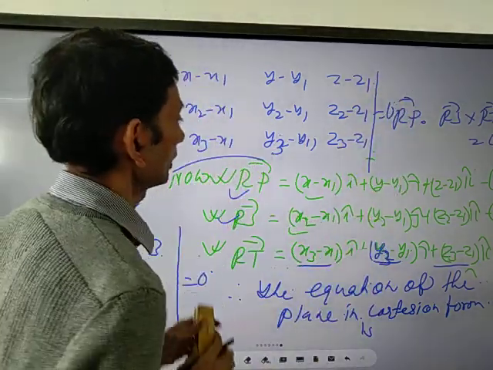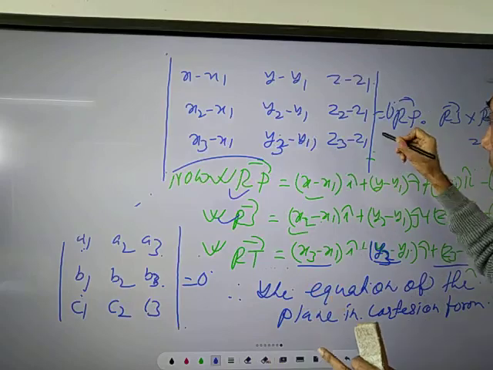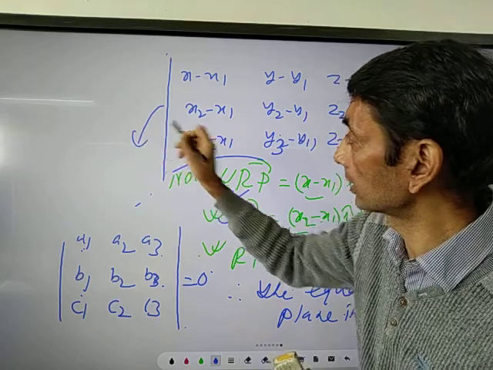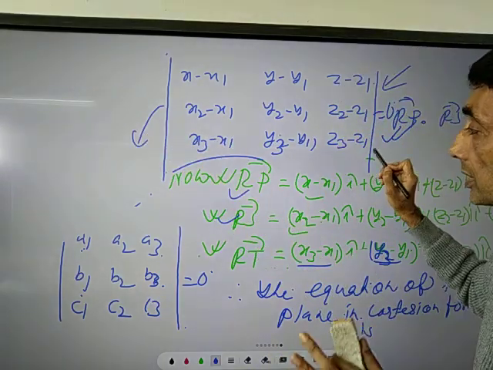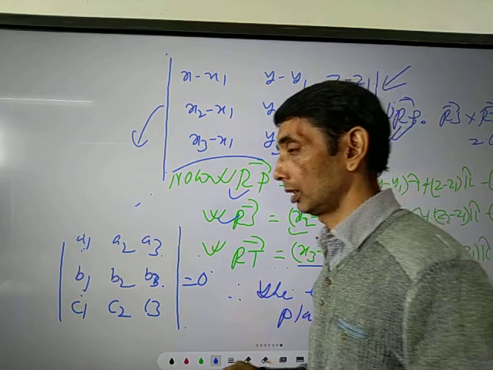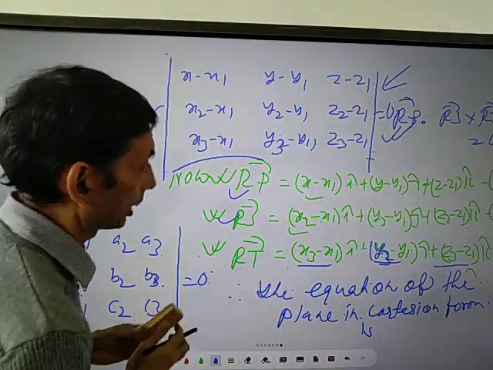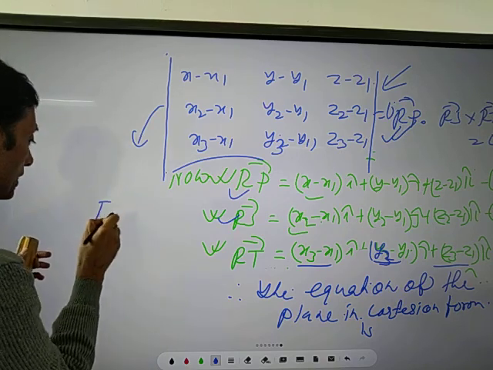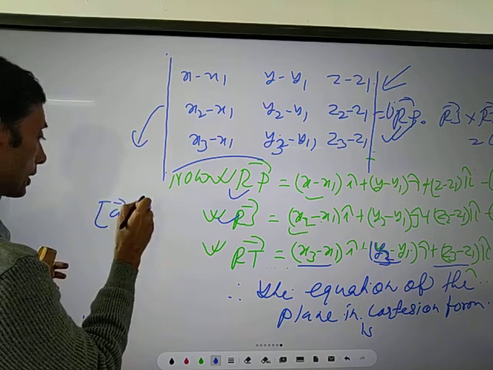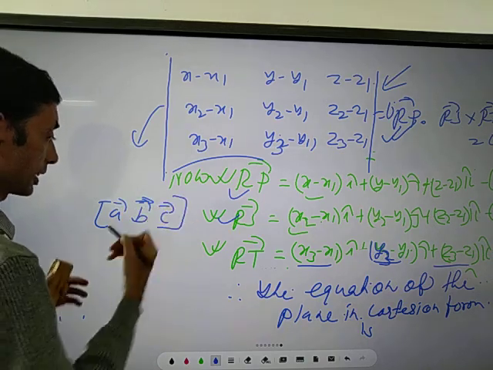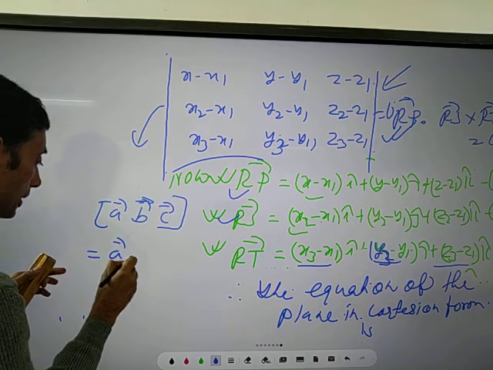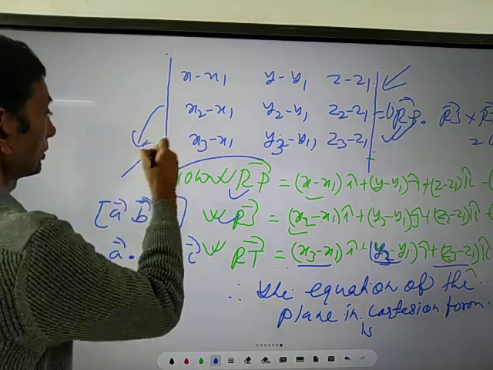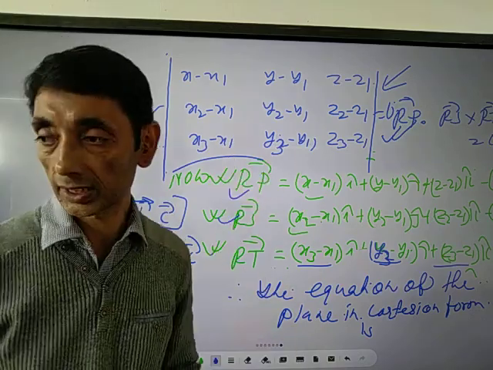So this is the Cartesian form of the equation of the plane. I have already explained how we can write this particular equation from equation 1, when three vectors are written in terms of a scalar triple product. The scalar triple product is expressed in this form, and it can also be written as A dot B cross C. So it's a very simple way to express it in Cartesian form.